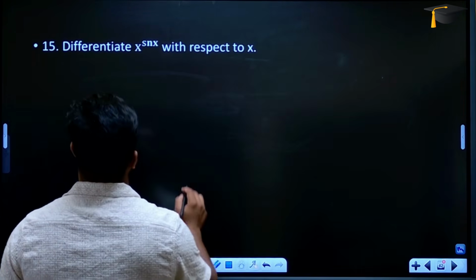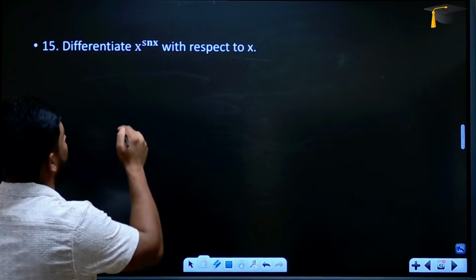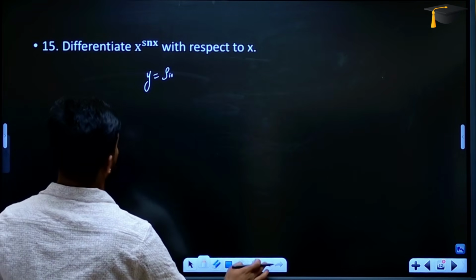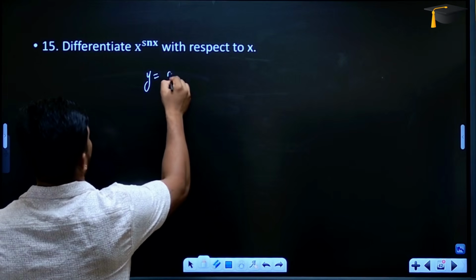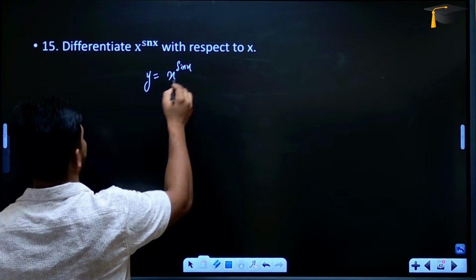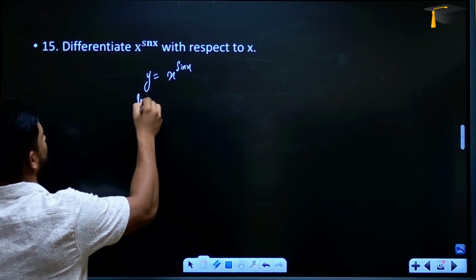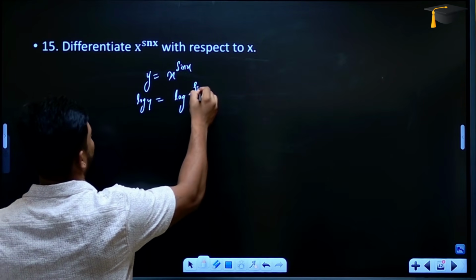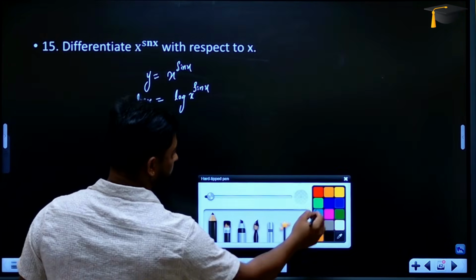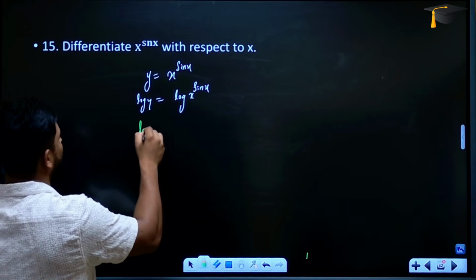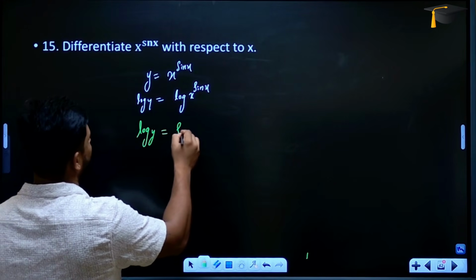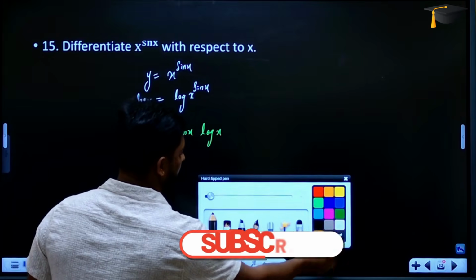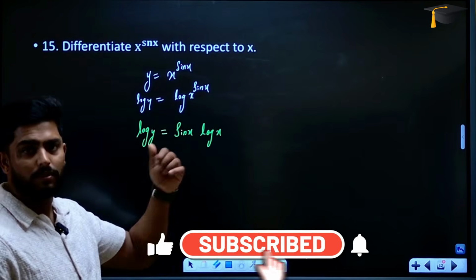So differentiation of x to the power sin x. So y is equal to x to the power sin x. Take log on both sides. So log y is equal to log x to the power sin x. So log y is equal to sin x into log x. If you use the power rule of log, you'll get sin x into log x.